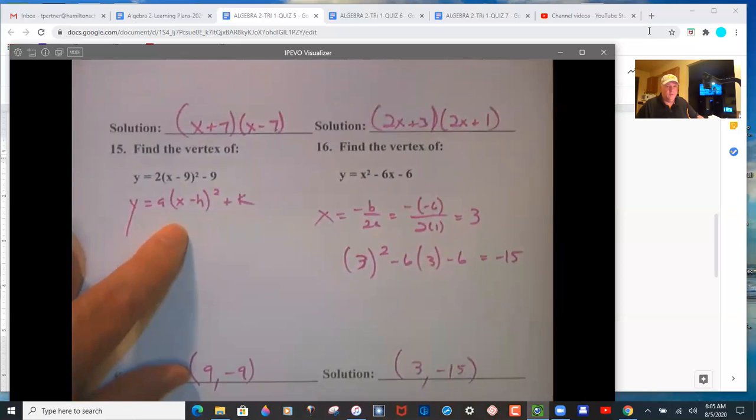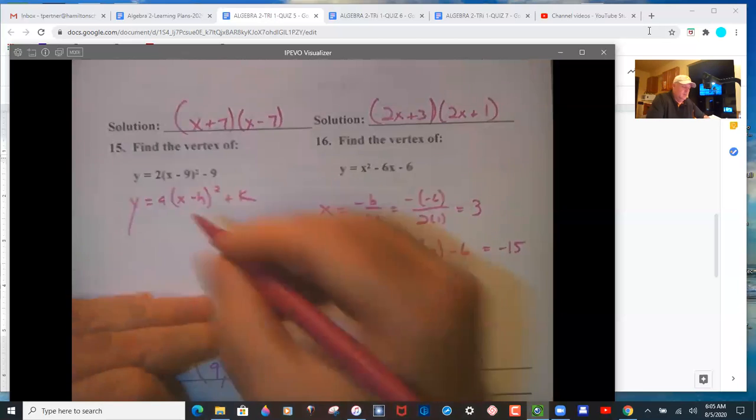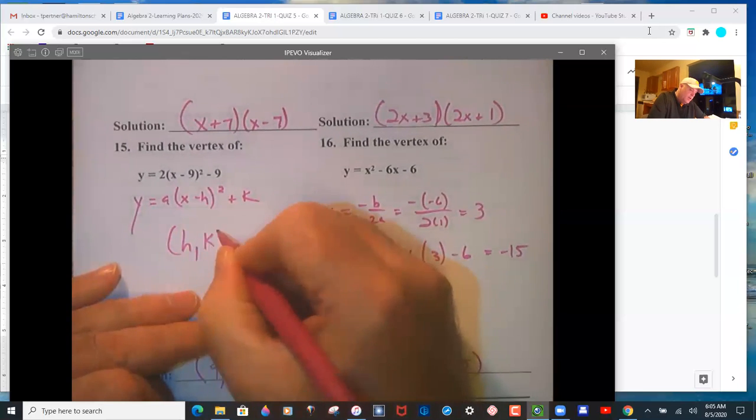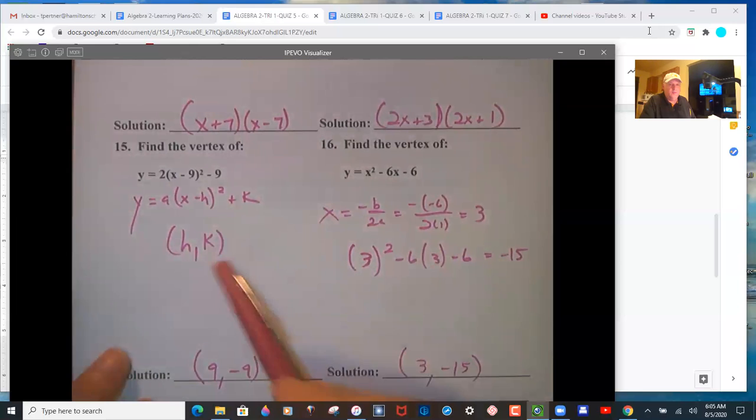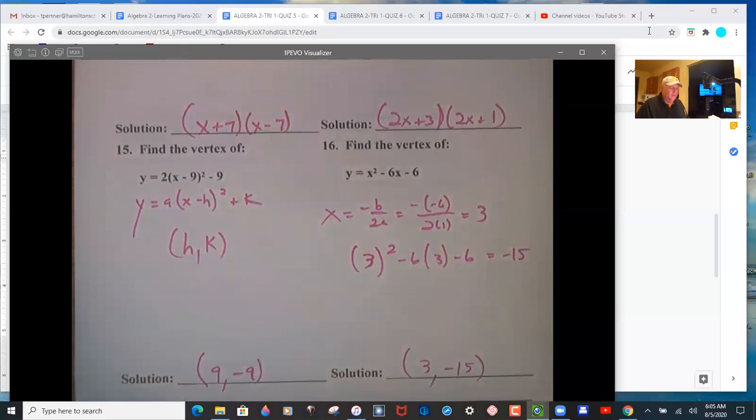Here, you're forced to use that formula where h, k is the vertex. And so you see h is opposite of negative h. That's why you have to use the opposite in that.